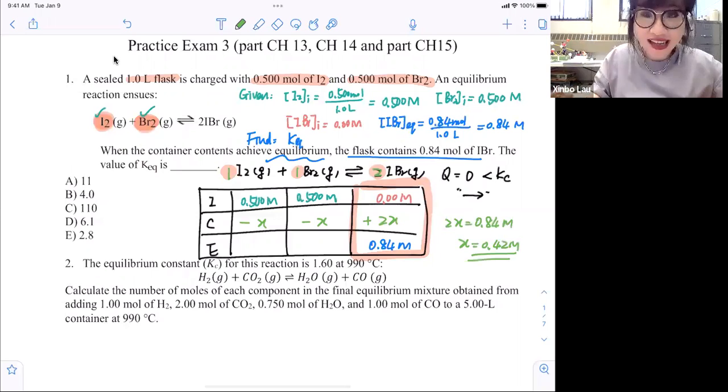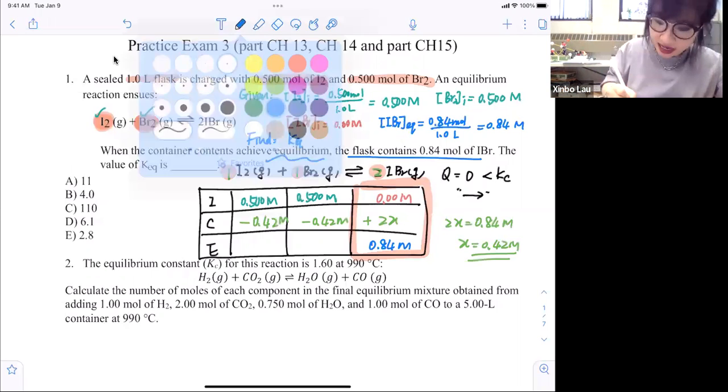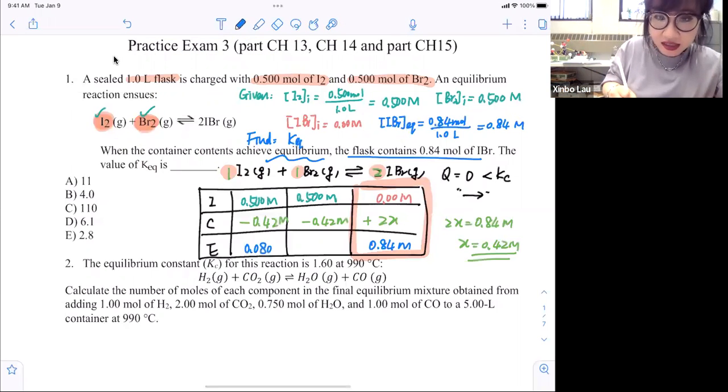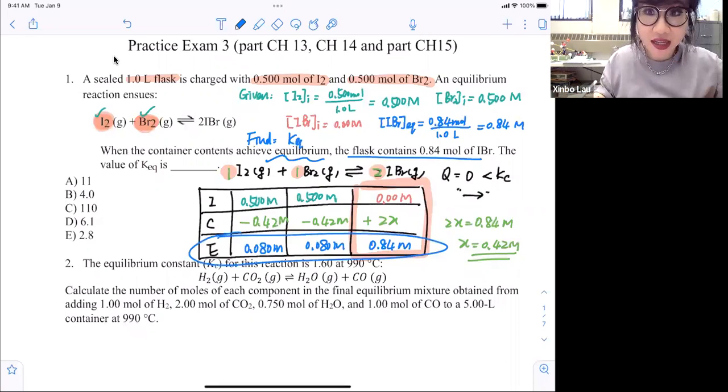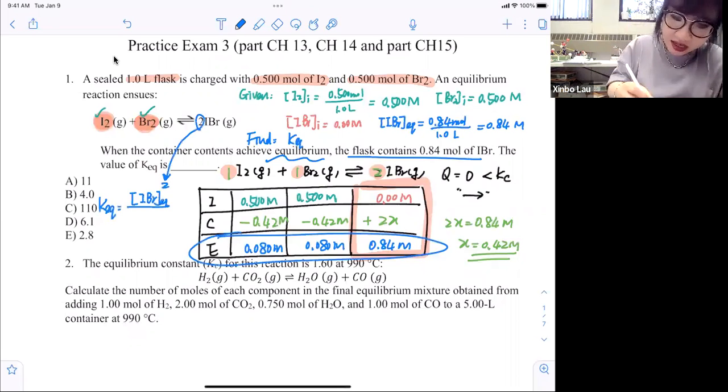So if x equals 0.42, I believe we can just swap that in, 0.42, 0.42, so therefore we can calculate the concentration at equilibrium, which would be 0.08, 0.08. And then now we can use the information at equilibrium to calculate that Keq. Keq will equal products, which is the concentration of IBr at equilibrium squared. Don't forget to square, because the coefficient was 2. Divided by the concentration of iodine at equilibrium times the concentration of bromine at equilibrium.